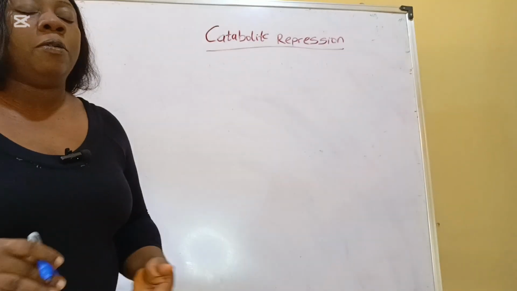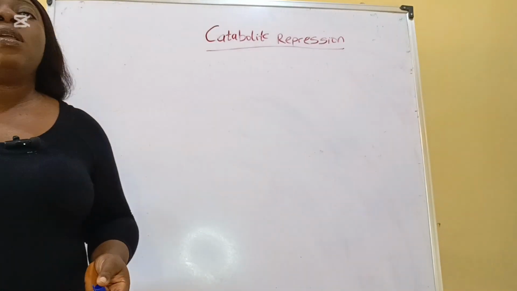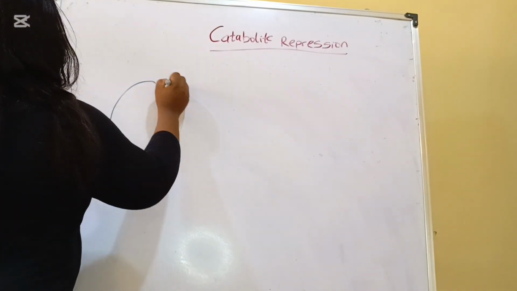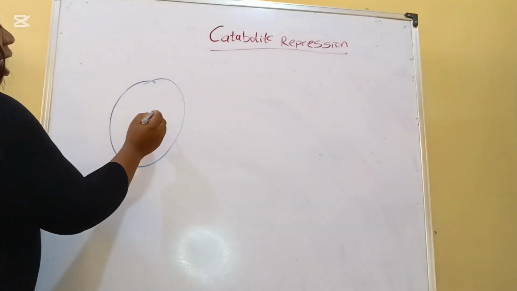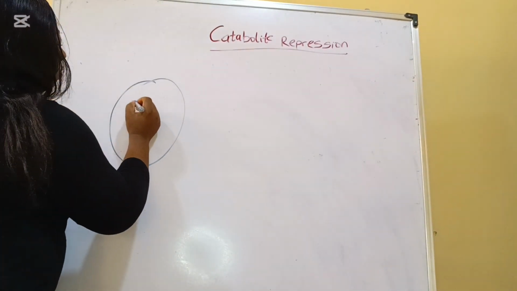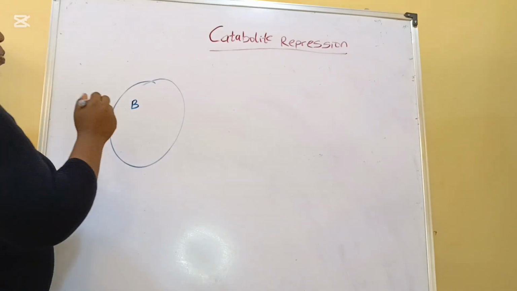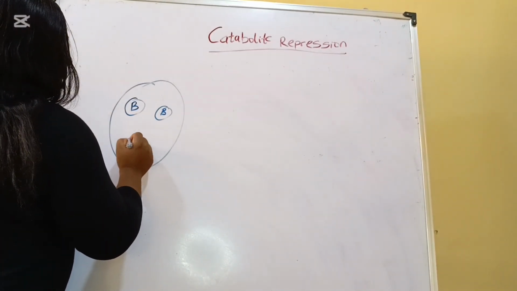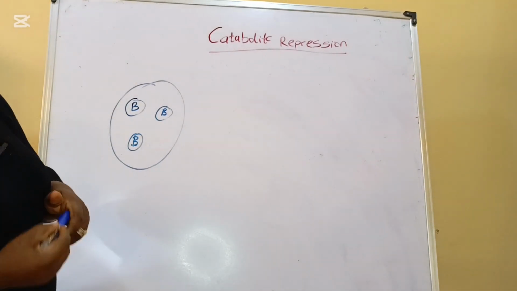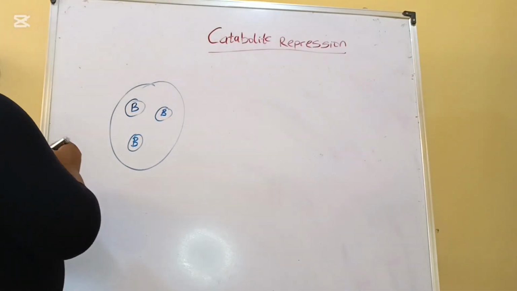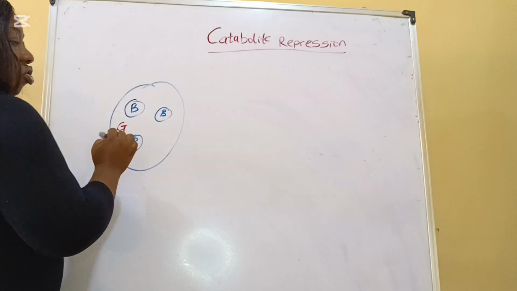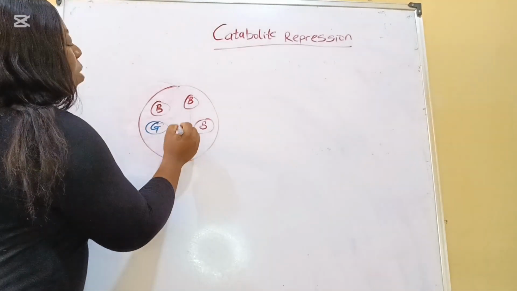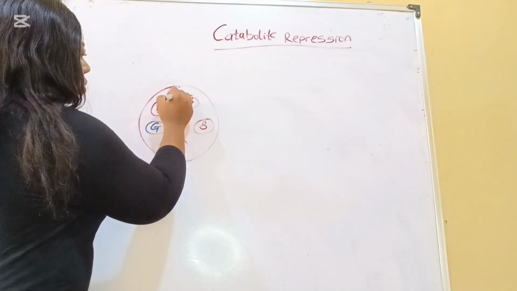Now let's try and break it down. Let's say in a bacterial medium we have bacteria. I'm representing it with B. You have bacteria, we have bacteria. Now also here, let's say we have glucose. That is G. You have glucose, we have glucose, we have lactose.